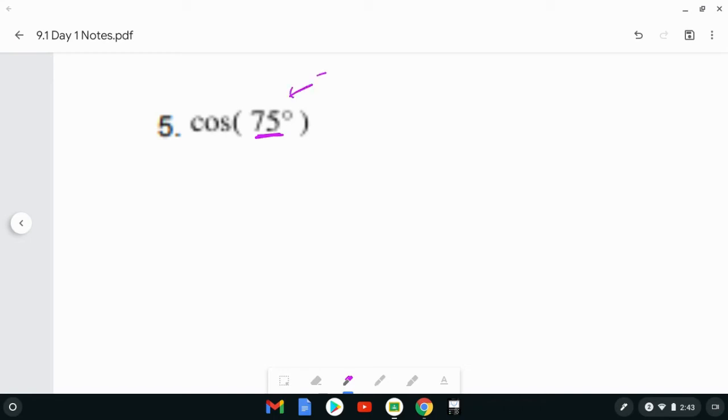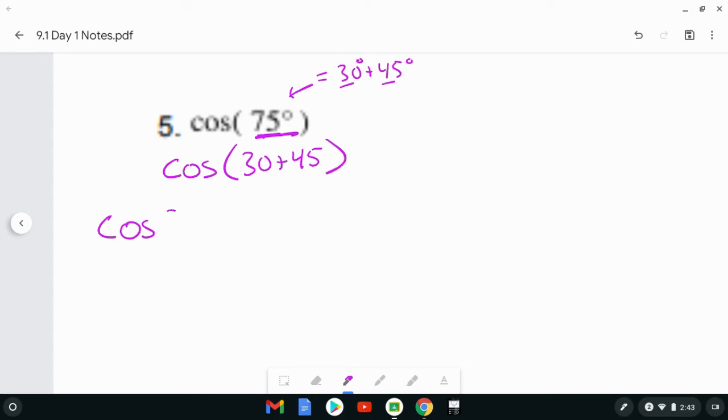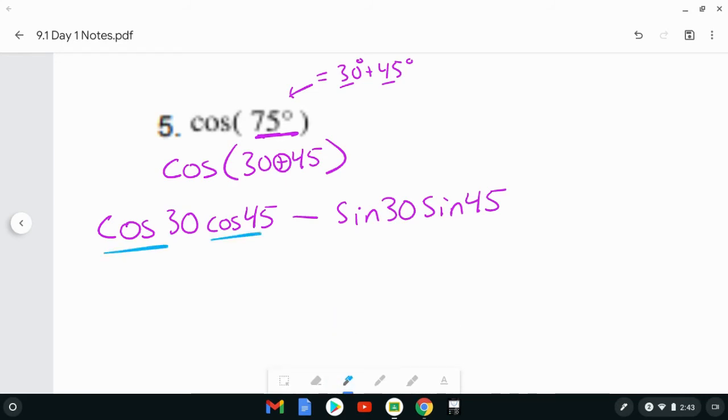Well, we know 75 is equal to 30 plus 45, where both of these angles are on our unit circle. So we're going to say this is cosine of 30 plus 45 degrees, because that's equivalent to 75. And now we can apply the addition formula, saying cosine of 30 degrees times the cosine of 45 minus, that's the opposite, sine of 30 degrees times the sine of 45. And now that it's been split, we can find each individual value.